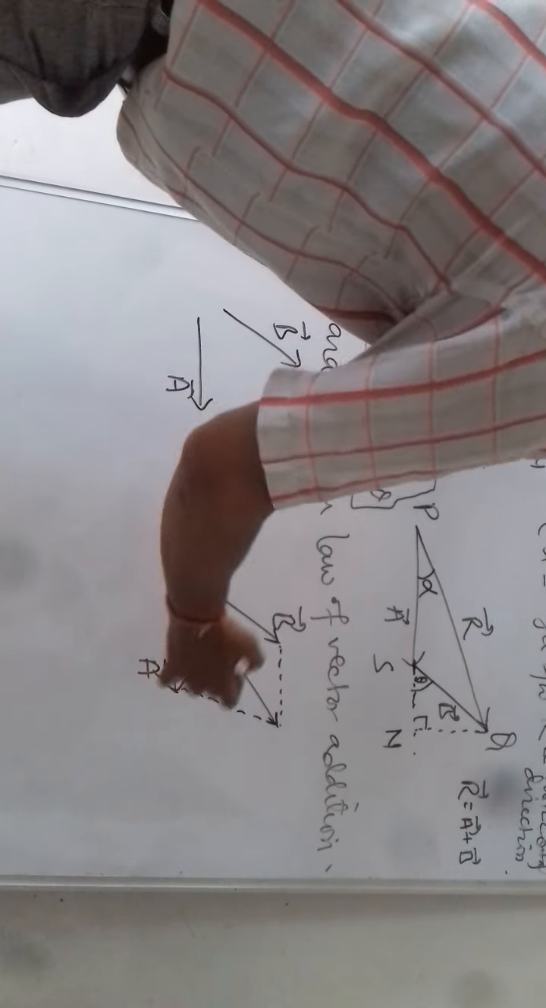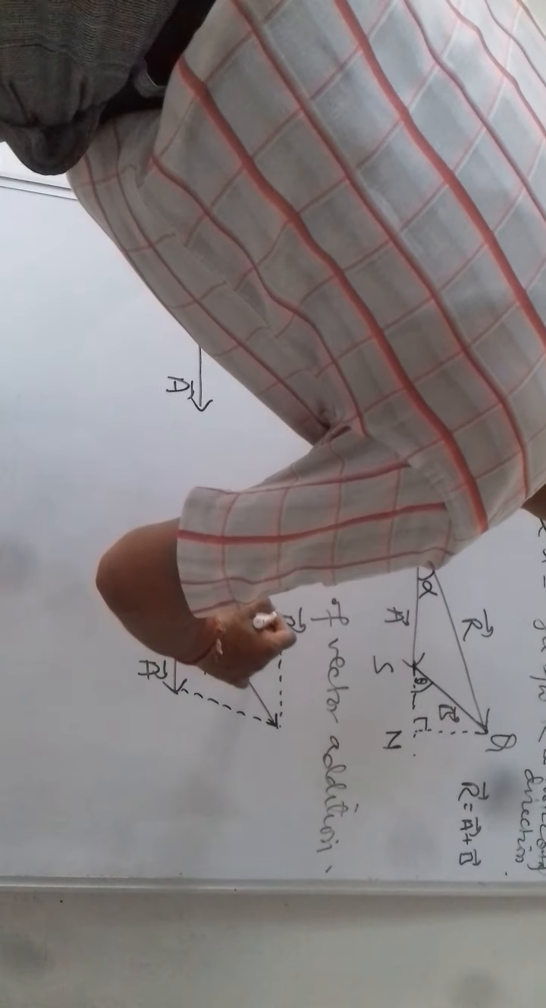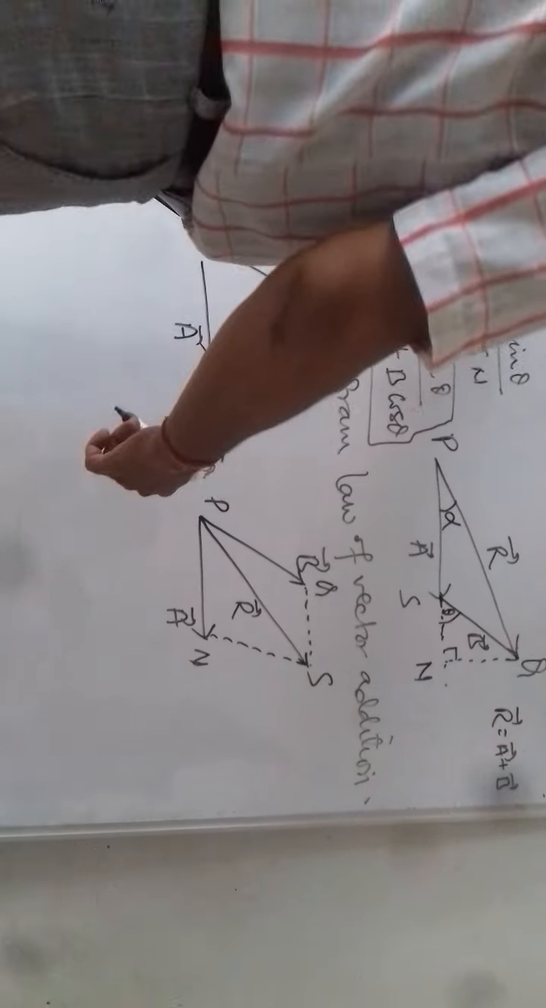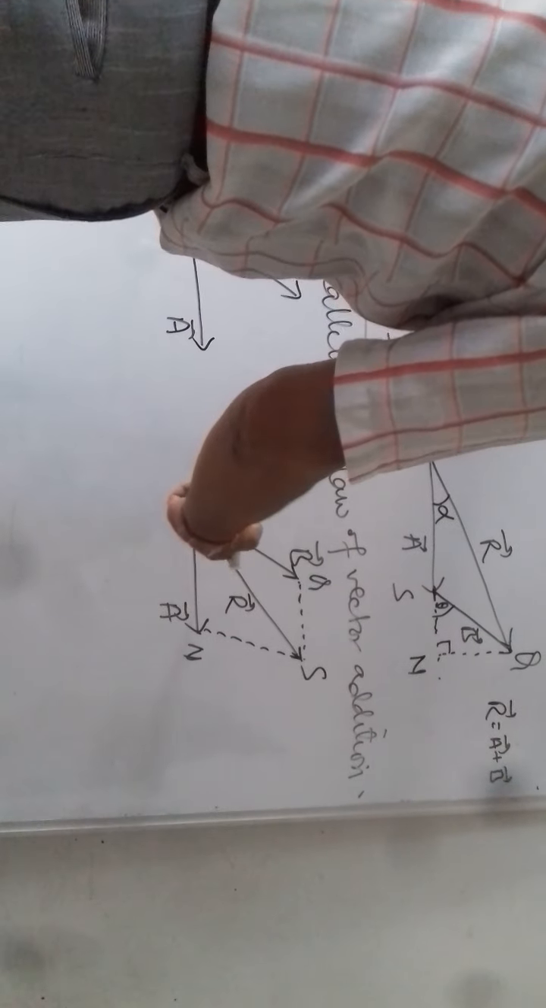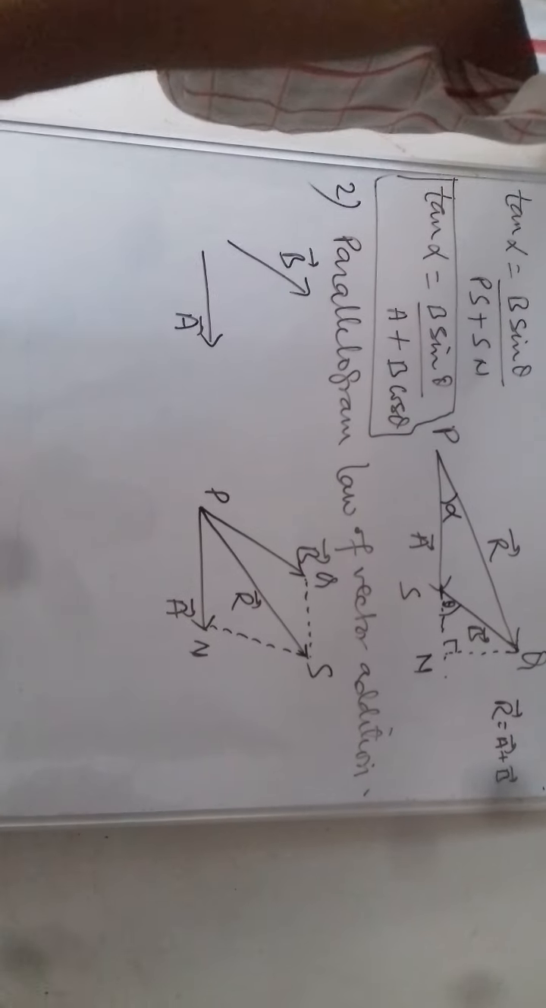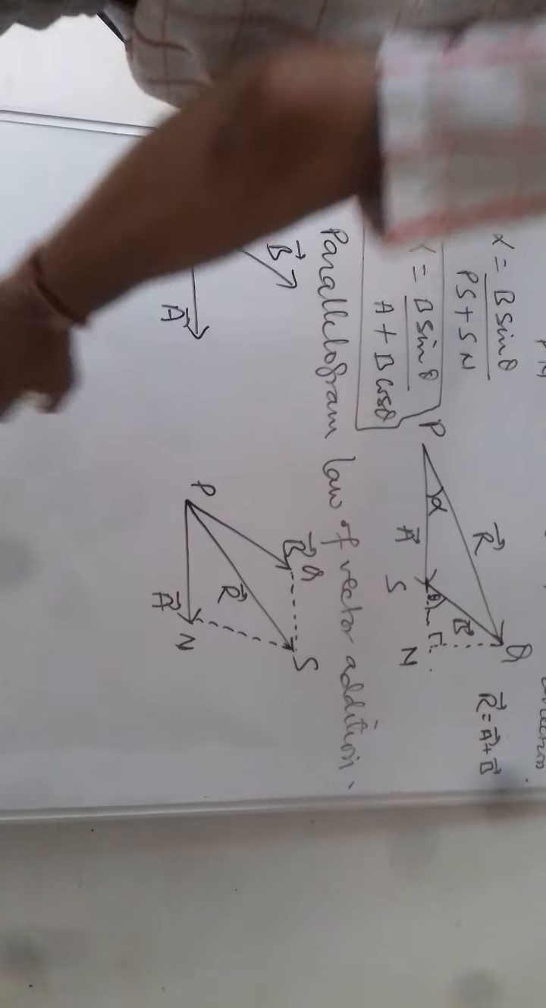This is the parallelogram PQSN. This figure indicates the parallelogram, and this R indicates the resultant of two vectors A and B. Now we have to find out the value of this R.